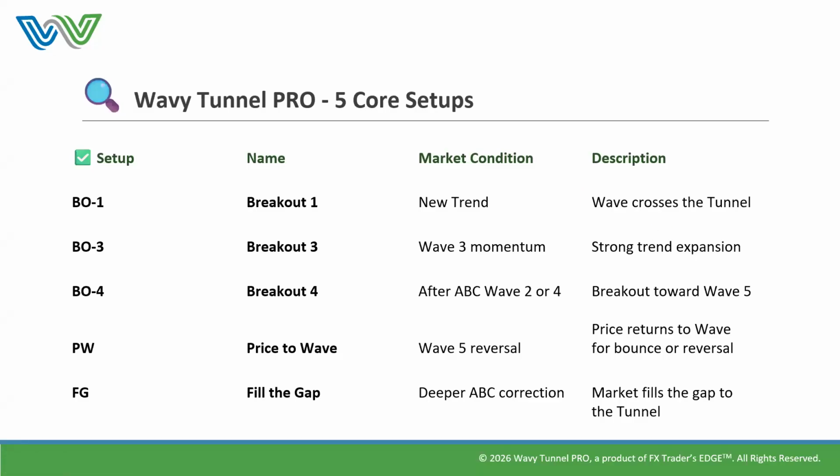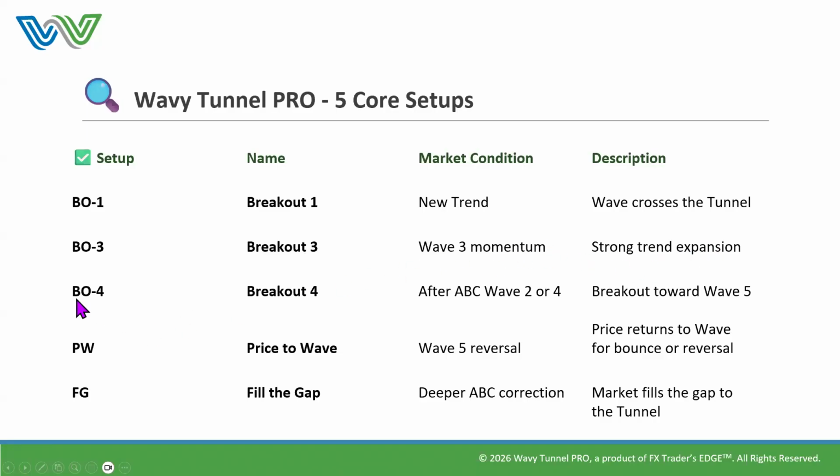So let's summarize. Let's summarize the trades that we learned today. The Wavy Tunnel Pro focuses on 5 core setups that correspond to different phases of the market cycle. We learned about the breakout 1 trade, which is the start of a new trend when the wave crosses the tunnel, and the breakout 3 trade. This is your wave 3 momentum with strong trend expansion.